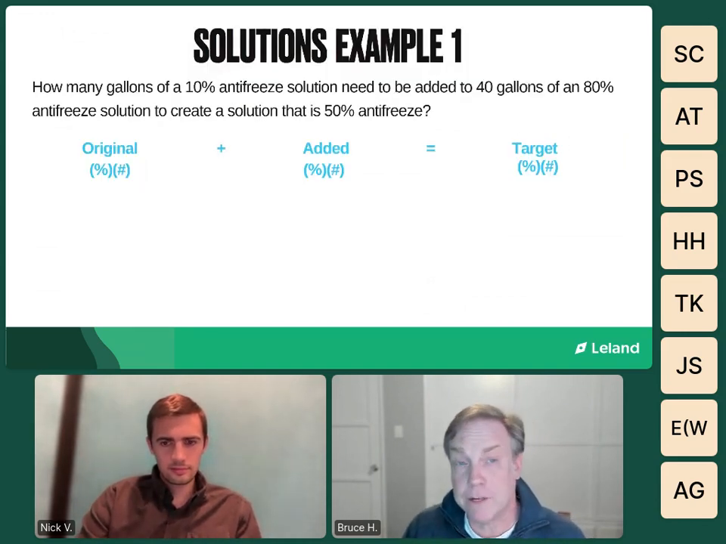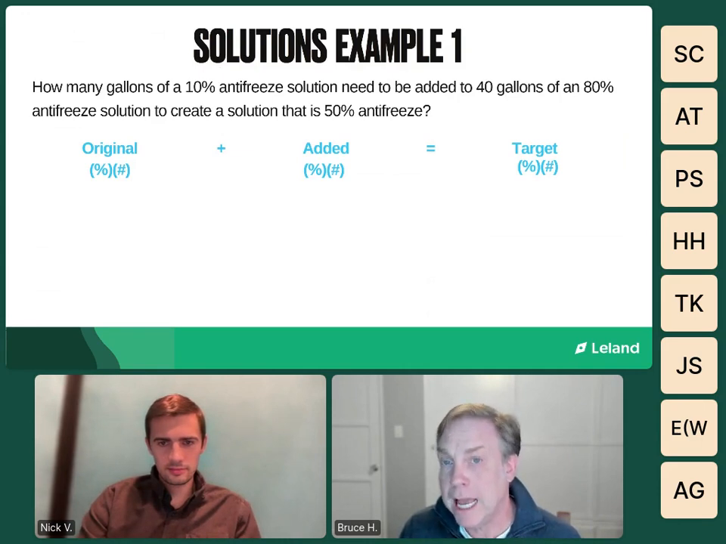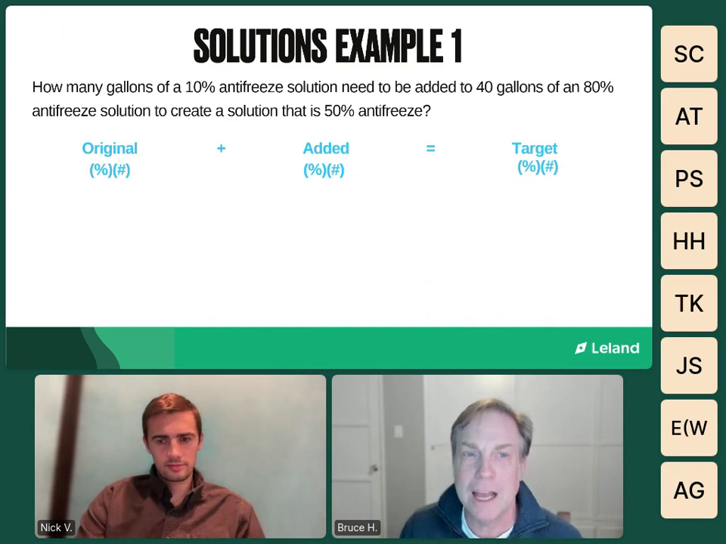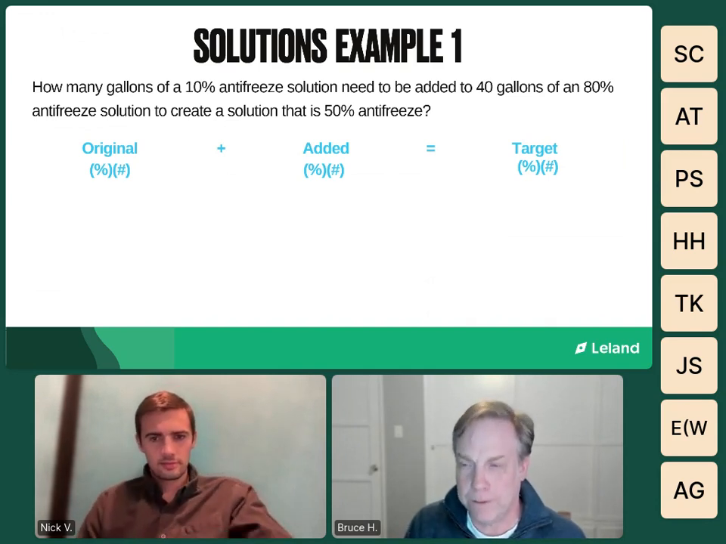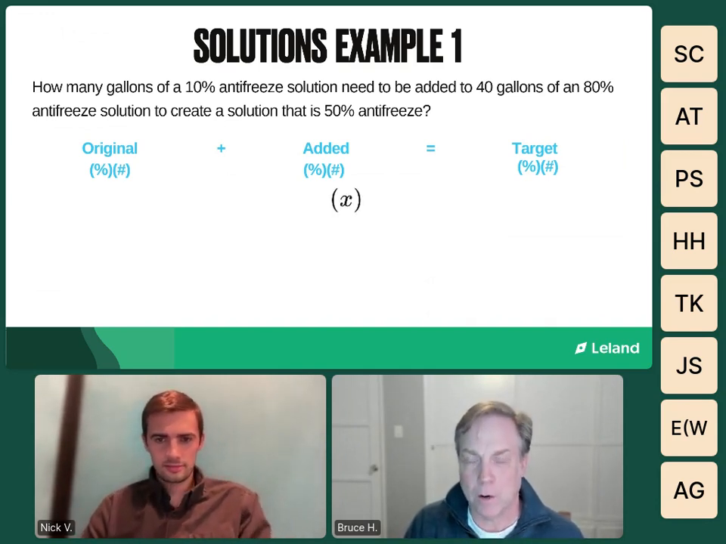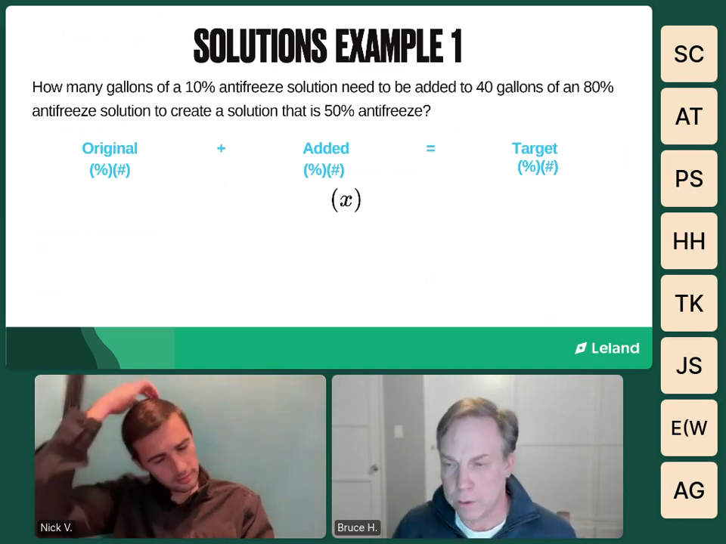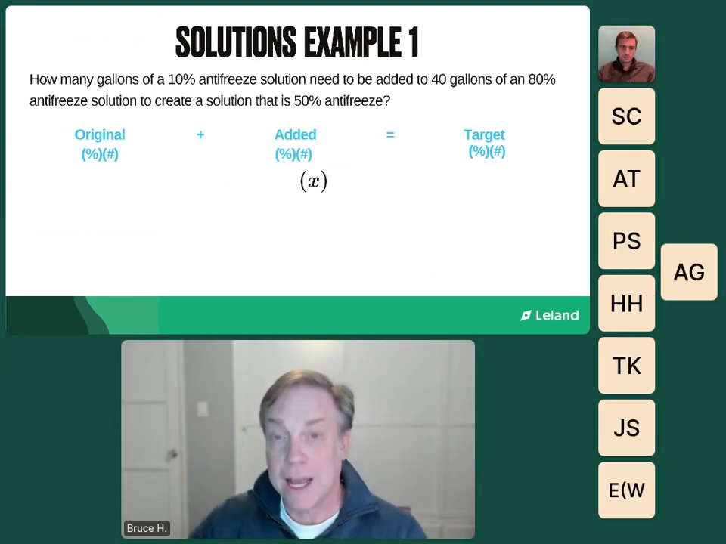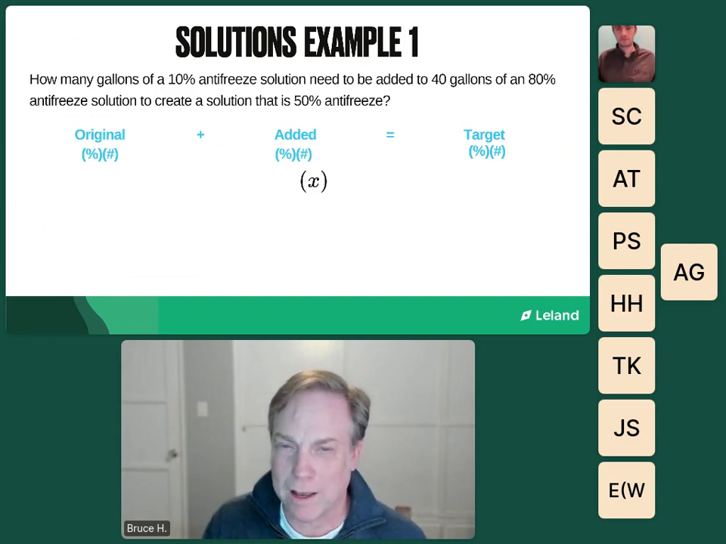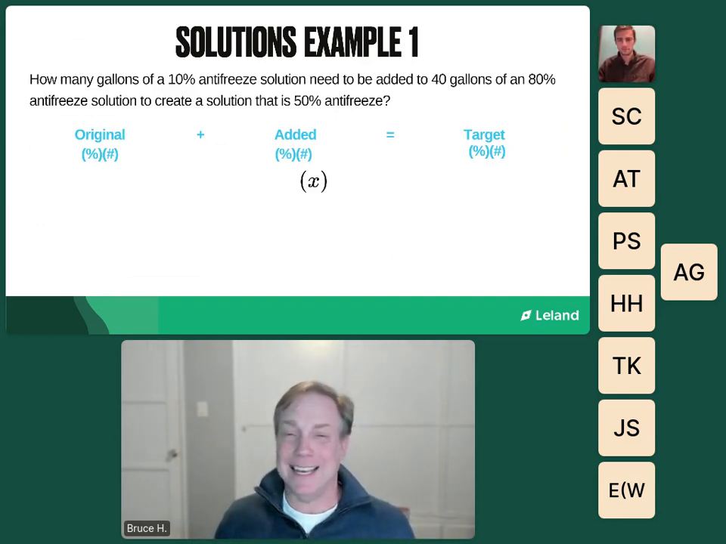How many gallons of a 10% antifreeze solution need to be added to 40 gallons of an 80% antifreeze solution to create a solution that's 50% antifreeze? Okay, so the first thing we're going to do is ask, what is it that we're being asked? The other advantage of a framework is, heck, they can only ask us 6 things. Right? That's it.